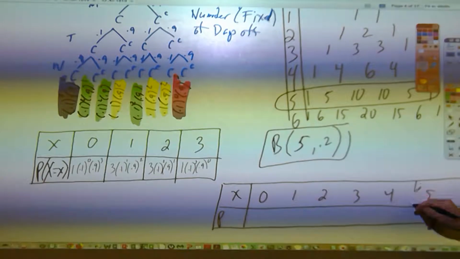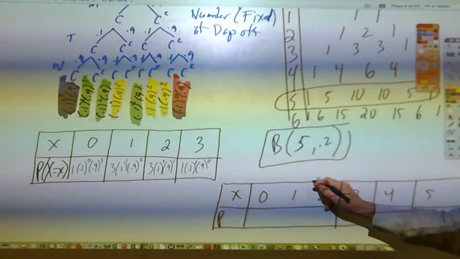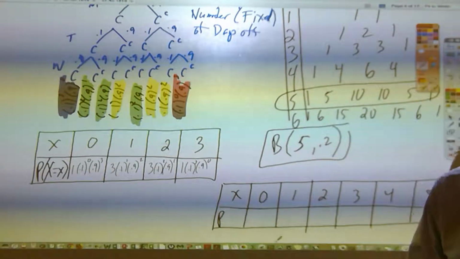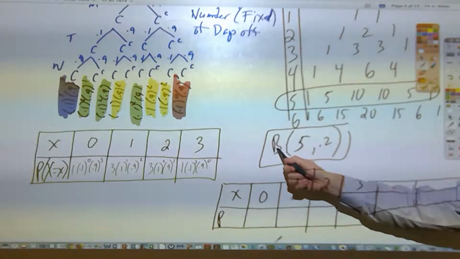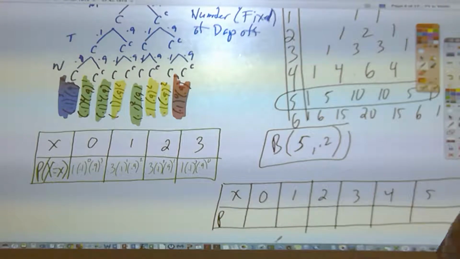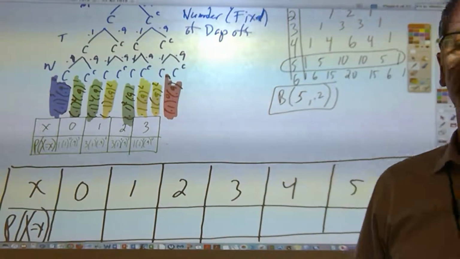Using row 5 of Pascal's triangle, see if you can pull it off. I'm going to pause the camera, then we'll come back and see how you did. Fill in the probability distribution for the model B of 5, 0.2. Okay, we're back. Let's see how you did.